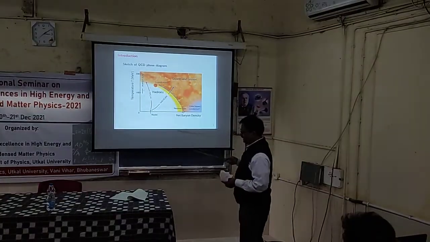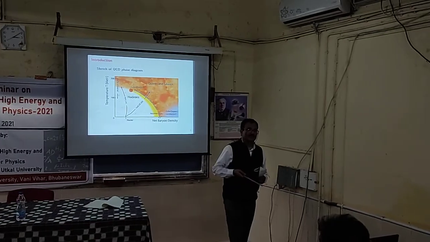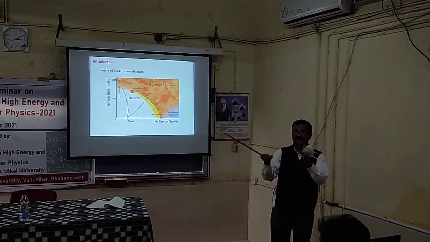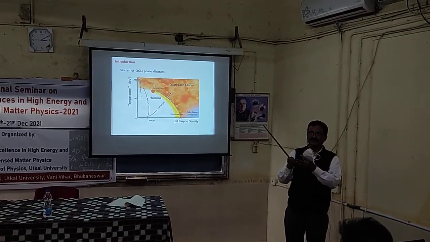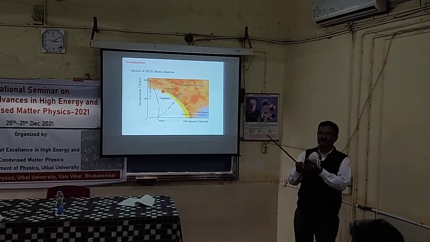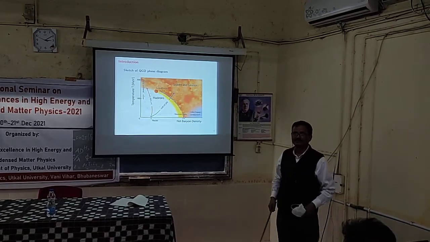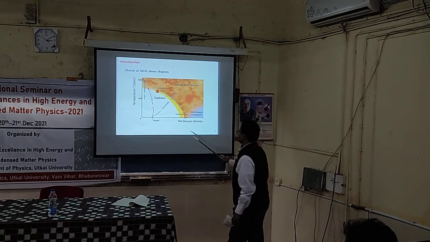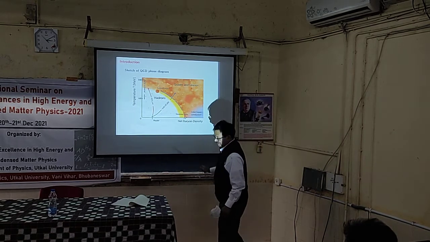And searching for this critical point is one of the programs, and possibly infer something about the matter in what is converging, what is merging in a merger of neutron star or black hole. And that signature you can see. So that has become very important in the context of neutron stars.